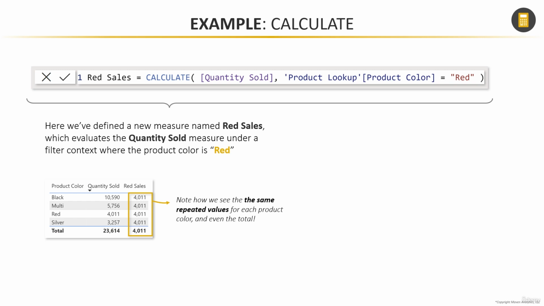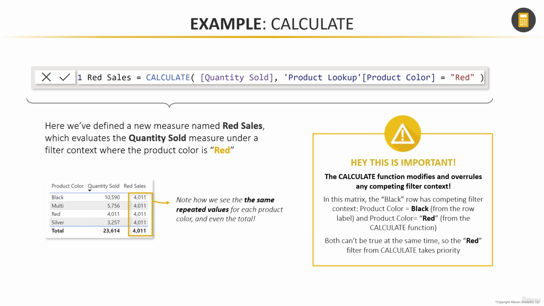So what the heck's happening here? At this point, you may be wondering, hey, shouldn't these cells all have their own separate filter context? I mean, that's what we covered earlier in the course. I would expect that I would see a different sales value for my black and multi and silver product colors. And this leads me to a very interesting point, which is that what calculate is actually doing here is modifying and overruling any competing filter context. Now let that sink in for a minute.